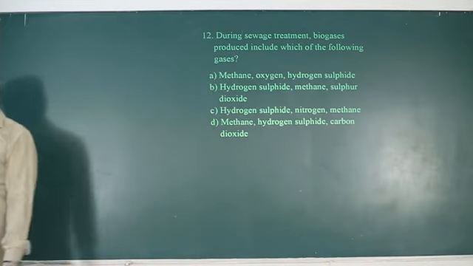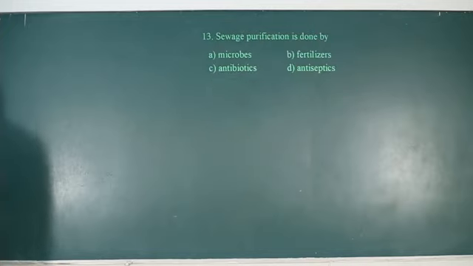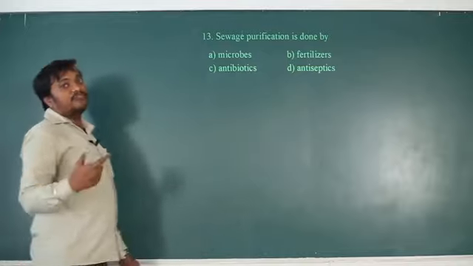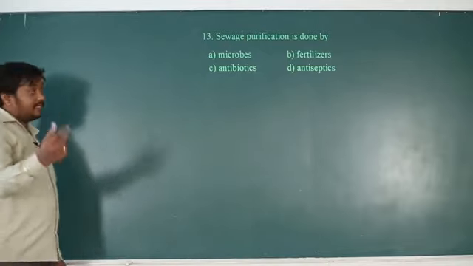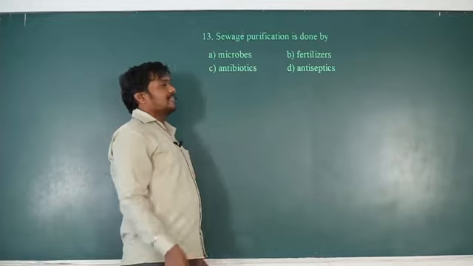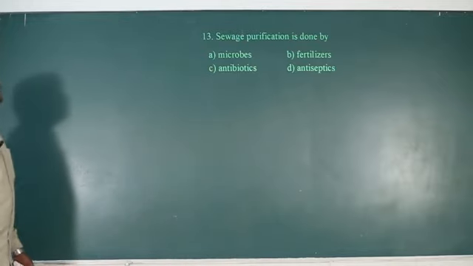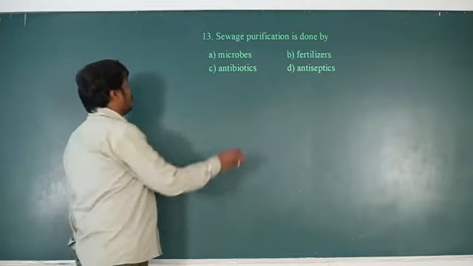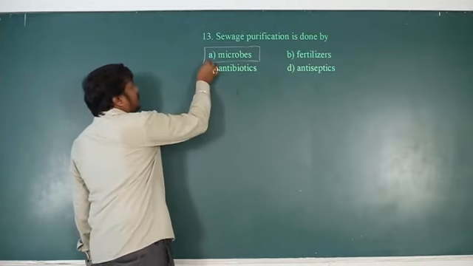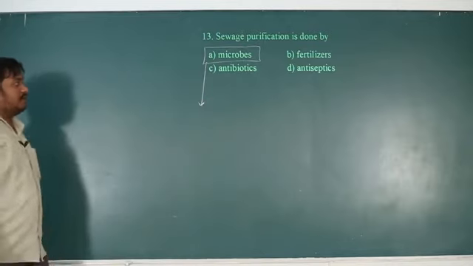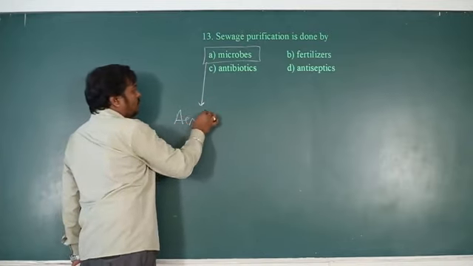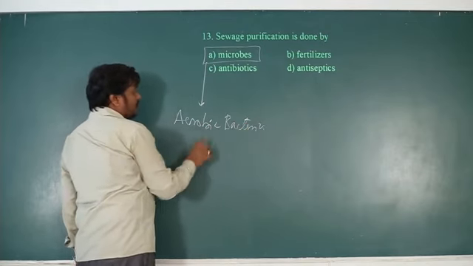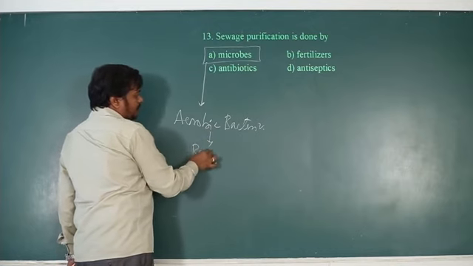Next, move on to question number 13. Sewage purification: sewage water can be purified and even made potable, that is, drinking water, by different techniques. Which one is used for maximum sewage purification? Fertilizers, antibiotics and antiseptic: no, these are not microbes. What kind of microbes are preferable? Usually they are aerobic bacteria. Aerobic bacteria are going to be used. These aerobic bacteria reduce BOD.